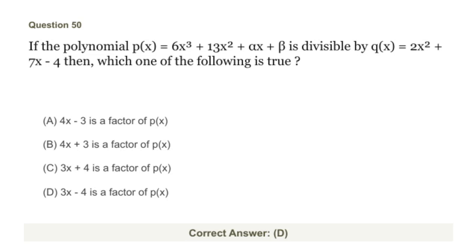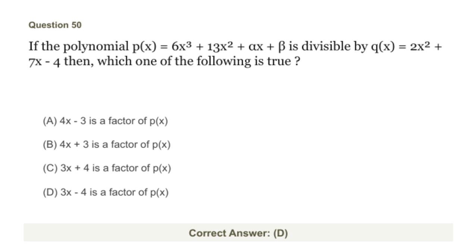Let's analyze this problem carefully. We have a polynomial P(x) equals 6x^3 plus 13x^2 plus alpha x plus beta, and it's divisible by Q(x) equals x^2 plus 7x plus 4. Our goal is to determine which of the given options correctly identifies a factor related to P(x). When we say that P(x) is divisible by Q(x), it means that Q(x) is a factor of P(x). In other words, P(x) can be expressed as Q(x) times some linear polynomial.